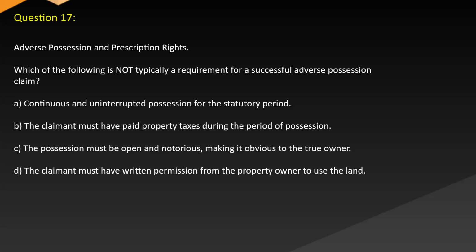Question 17. Adverse possession and prescription rights. Which of the following is NOT typically a requirement for a successful adverse possession claim? A. Continuous and uninterrupted possession for the statutory period. B. The claimant must have paid property taxes during the period of possession. C. The possession must be open and notorious, making it obvious to the true owner. D. The claimant must have written permission from the property owner to use the land.